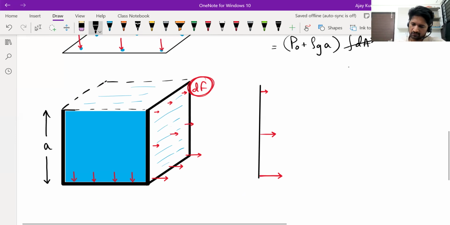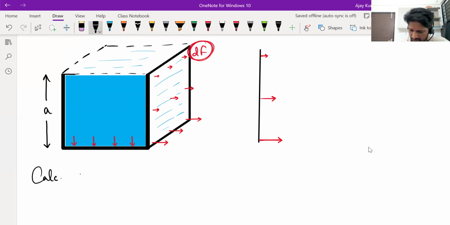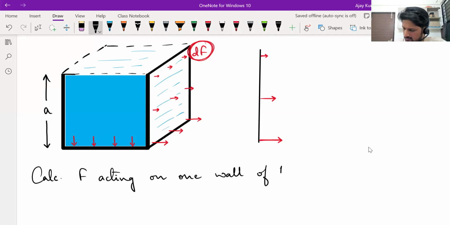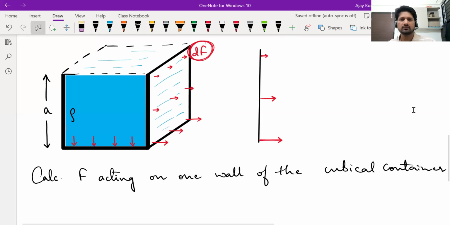The question is to calculate the force acting on any one wall of the cube or cubical container. The side is given as a, and the density of the liquid is rho. Try this, all of you.